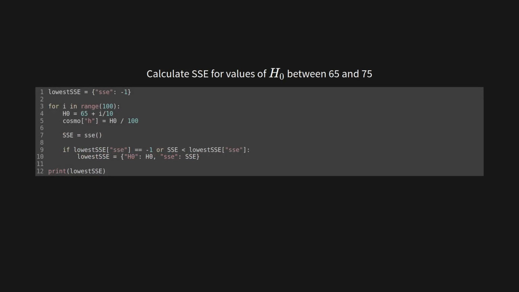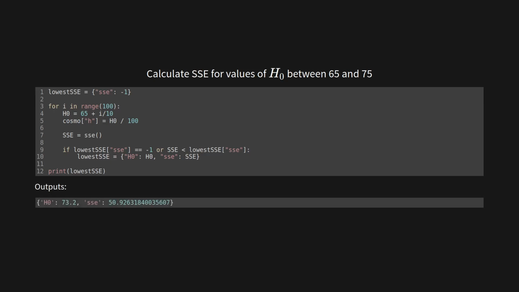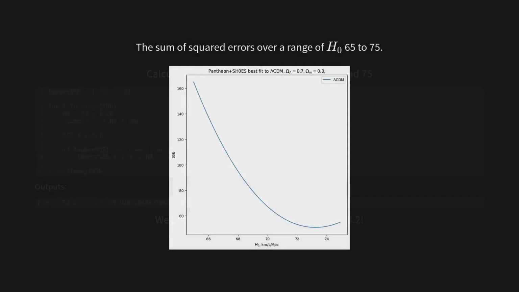This calculates the SSE for each value of H₀ between 65 and 75 and reports the lowest value, which is 73.2 kilometers per second per megaparsec. So we just measured Hubble's constant. It's 73.2. All the values tested are shown here.